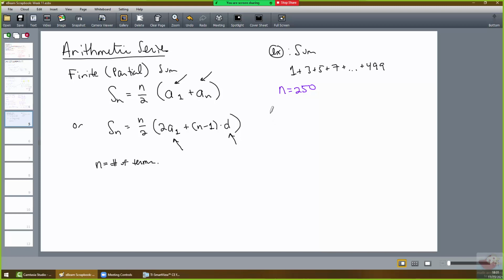If we are using the first formula, your setup would be S sub 250 is equal to 250 over 2 times the first number is 1, the last number is 499, because we do know the first number and we do know the last number. If you're using the second formula, the setup would be start again with 250 over 2. But now it's 2 times a sub 1. Our a sub 1 is 1. Our n is 250. And the number we keep adding to get the next number is 2.